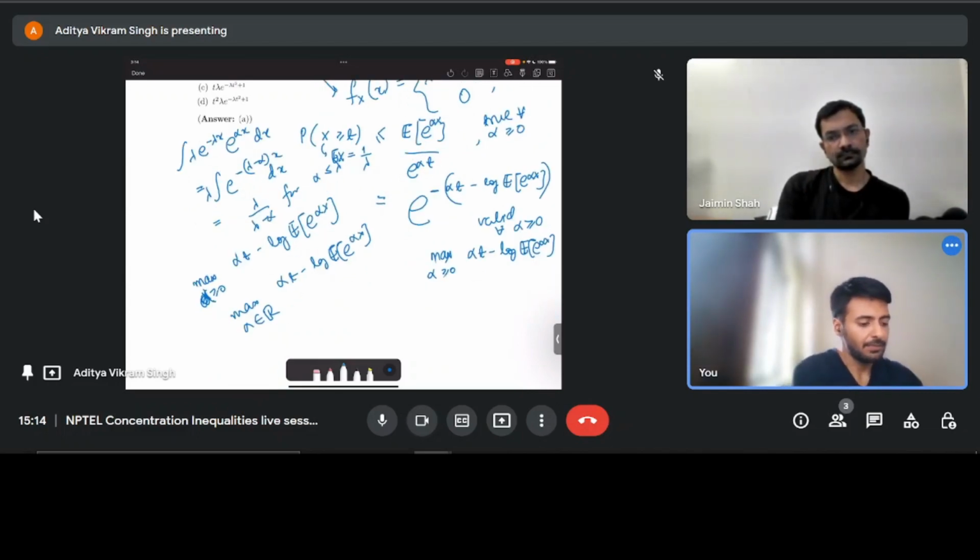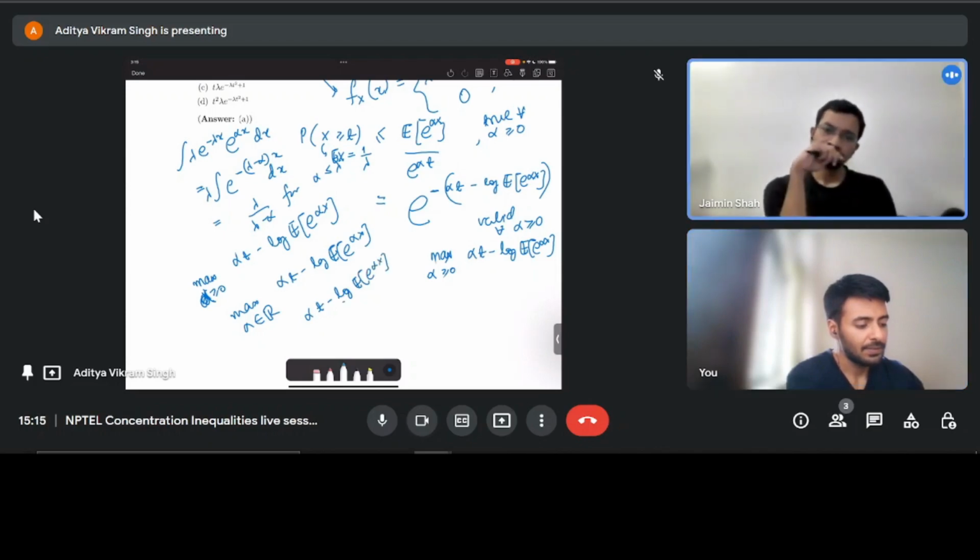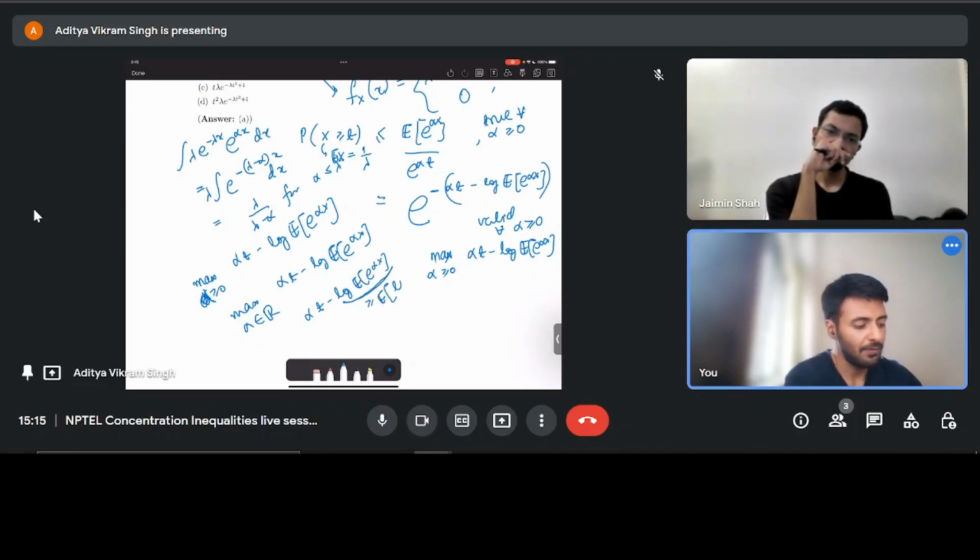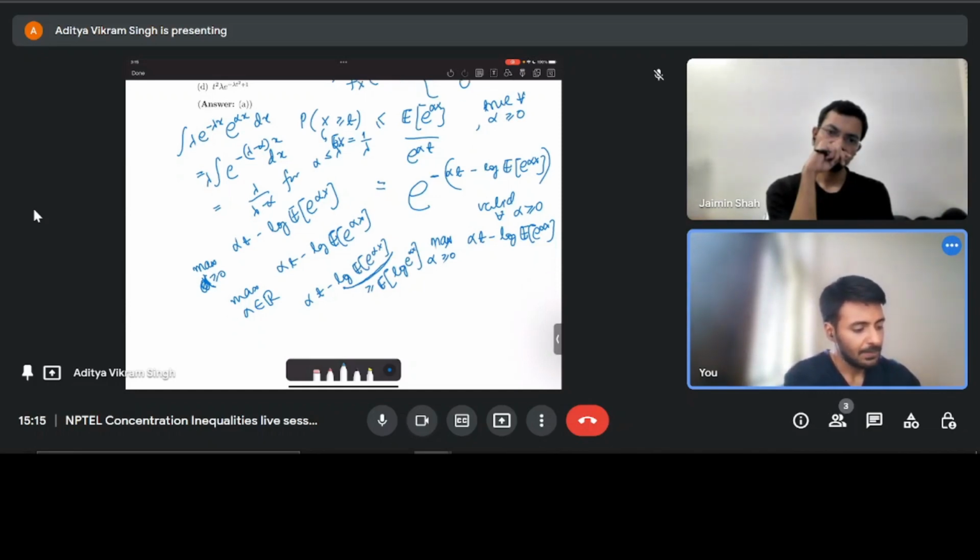And this comes from basically Jensen's inequality, because we know that expected value of log e power alpha x is less than or equal to log of expected e power alpha x, because log is a concave function. So this is Jensen's inequality, which means that this alpha t minus log thing is less than or equal to alpha times t minus expected value of x. Okay, so this would be just alpha times expected value of x.